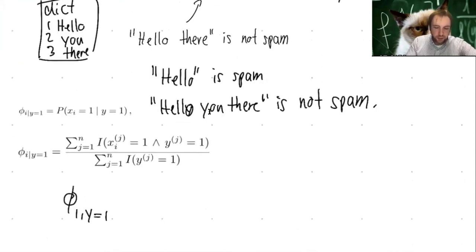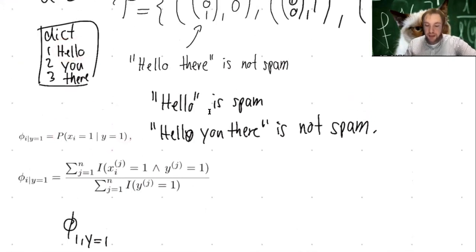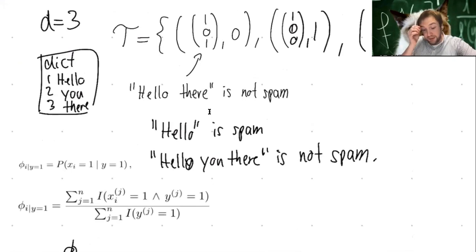So 1 corresponds to the word hello, and therefore this phi 1 y equals 1 is the probability that the word hello appears in a spam email. And therefore, we need to look at all spam emails and see in how many of them the word hello appears.